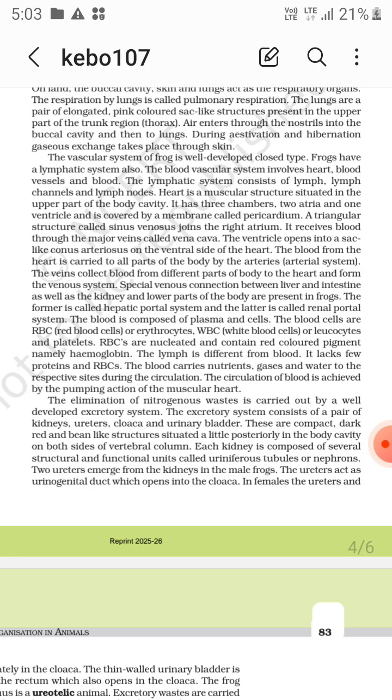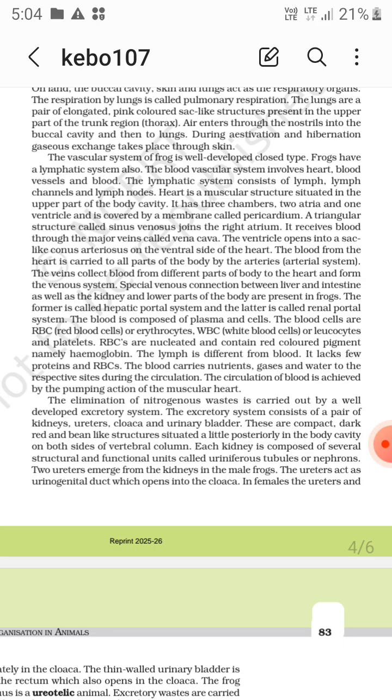The blood from the heart is carried to all parts of the body by the arteries. That is the arterial system. The veins collect blood from different parts of the body to the heart, and form the venous system. The special venous connection between the liver and intestine, as well as kidney and lower parts of the body, are present in frogs, right?